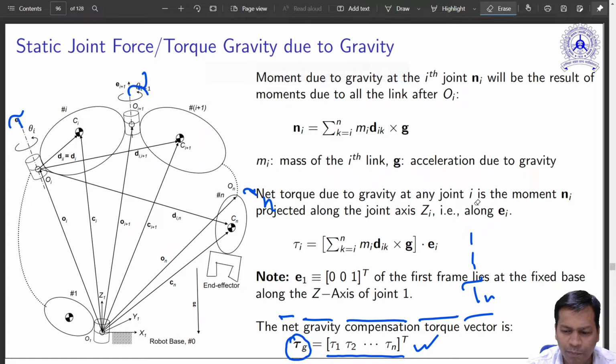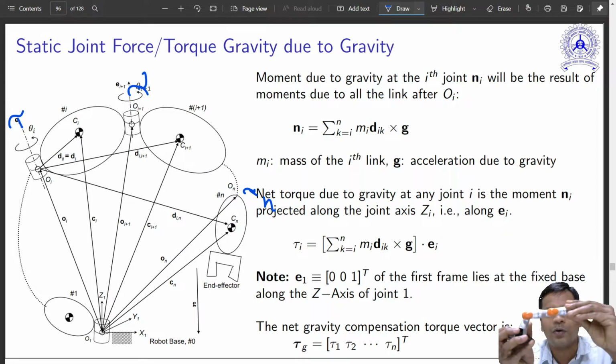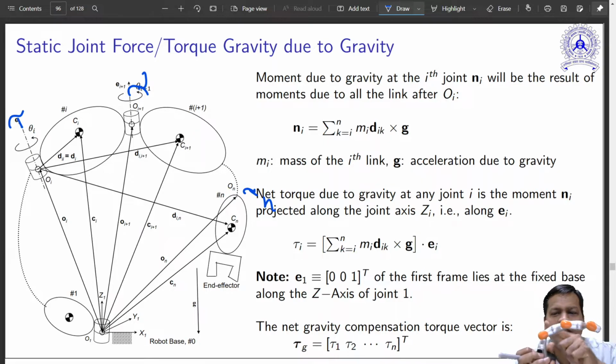So this is the amount of torque which is required at each of its joints, even if the robot is not moving. Because this is a serial robot, it will fall on its own weight. Due to its own weight, it is going to fall. So this is the array of torques to be applied at each joint at any static condition so that it doesn't fall. So it is a gravity compensated robot.